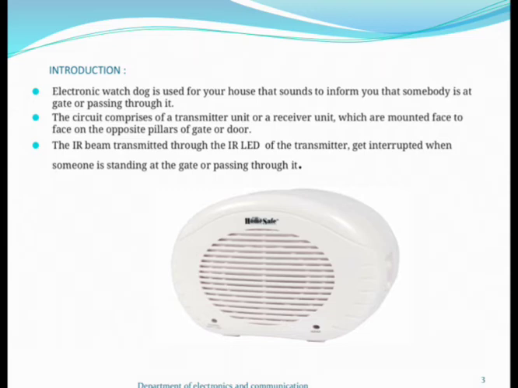An IR or infrared beam is being produced from the transmitter. The IR LED of the transmitter transmits an infrared radiation or beam to the receiver, and this beam has to be received by the receiver which is being mounted on the opposite pillar. This is the main working principle of an electronic watchdog.